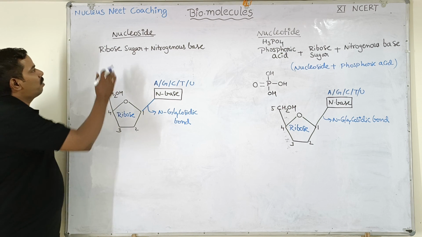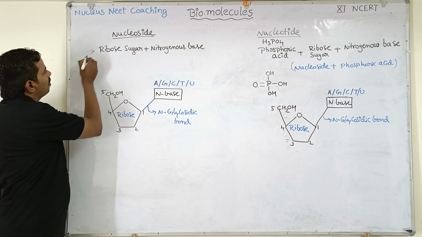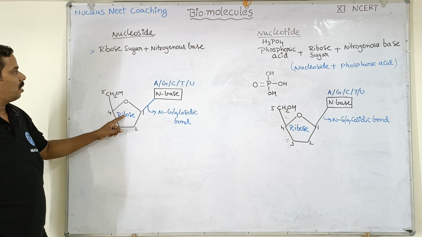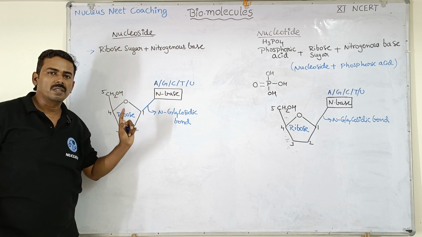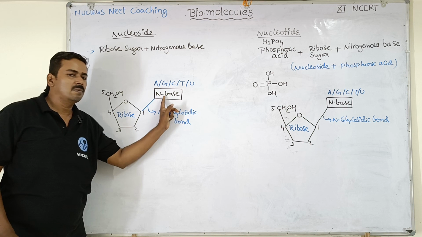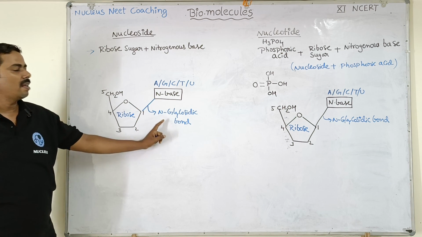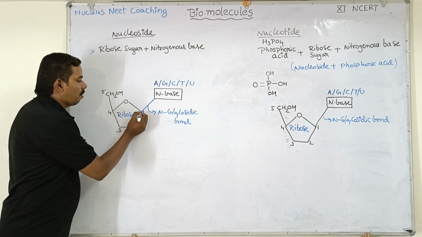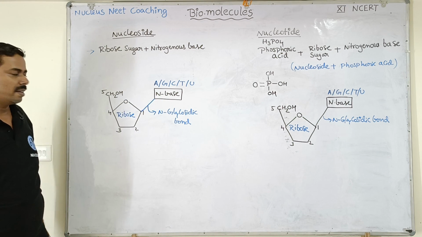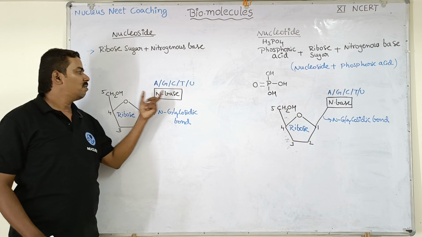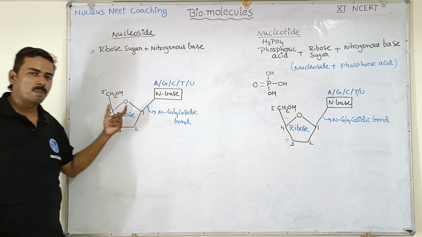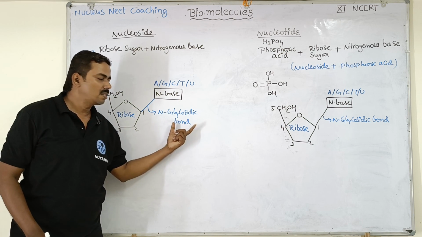That is why I wrote here that a nucleoside is a combination of ribose sugar and a nitrogenous base. Any one of these nitrogenous bases can be here. What is the bond? The bond is called the N-glycosidic bond. Very important for your NEET exam. In a nucleoside, the nitrogenous base is attached to ribose sugar by a bond called the N-glycosidic bond.